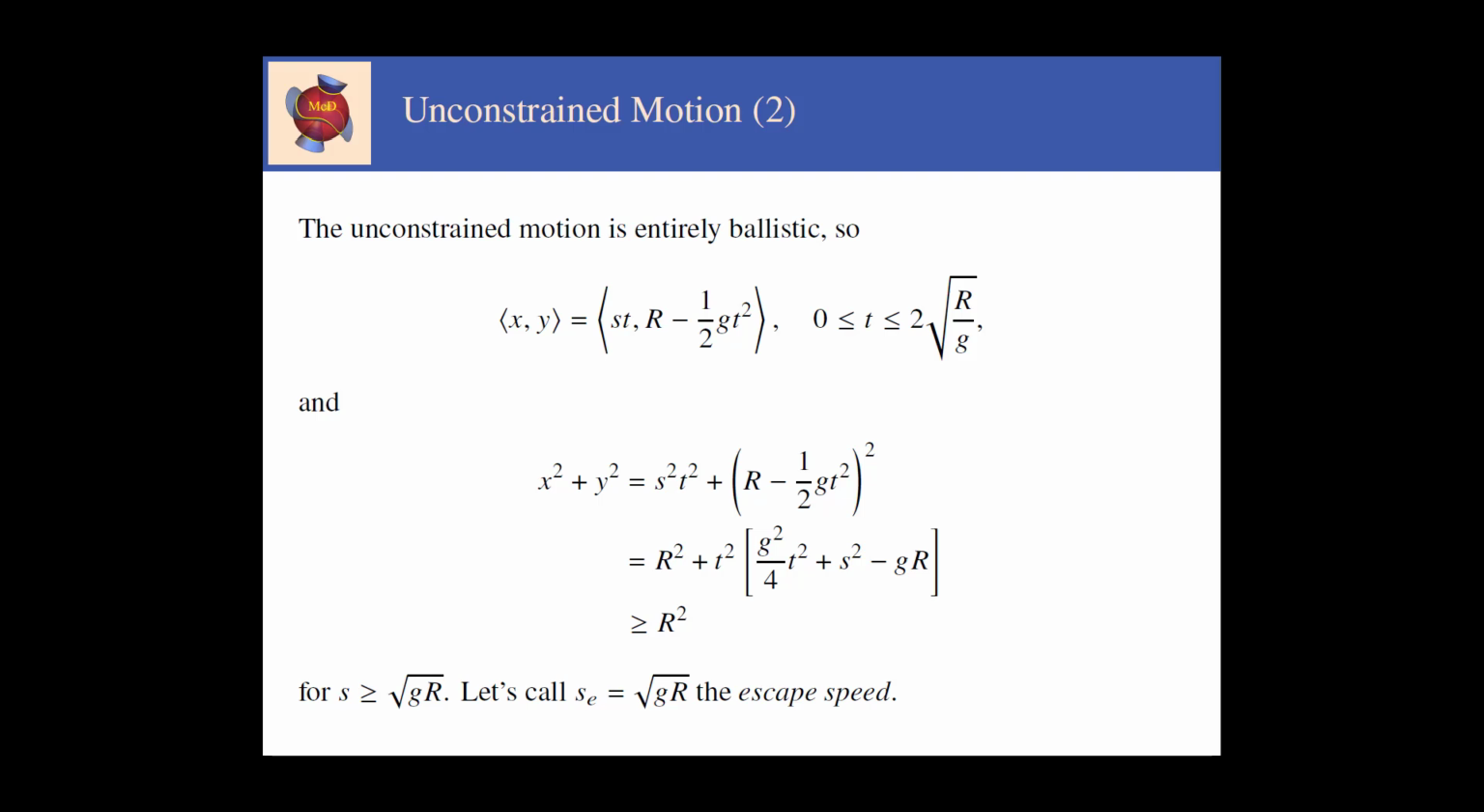Now we want to note that if s is less than s sub e, then the object will slide on the sphere for a while and then escape. But when it escapes, its speed will not be the escape speed. So the speed at escape time will not be what we're calling the escape speed here. This is a little bit different from what you might see in celestial mechanics.